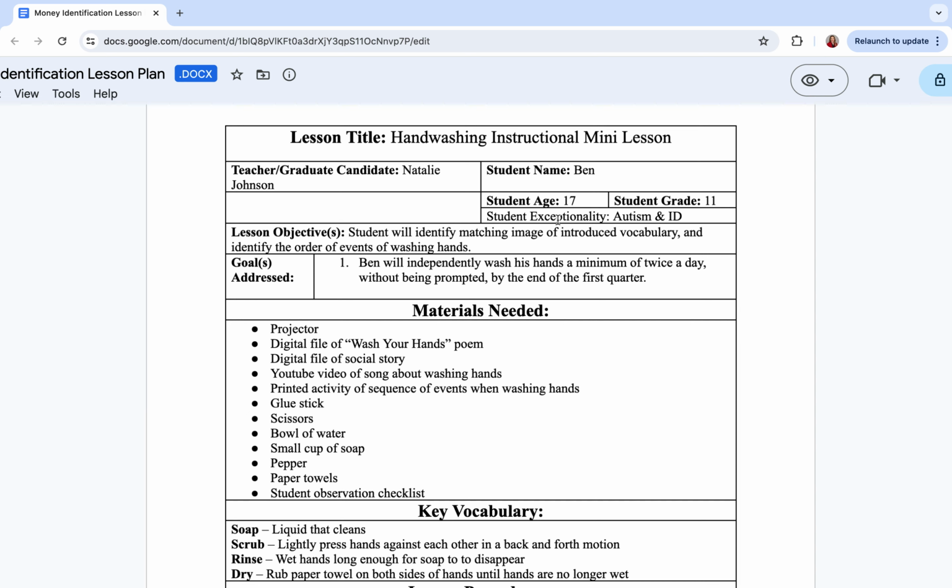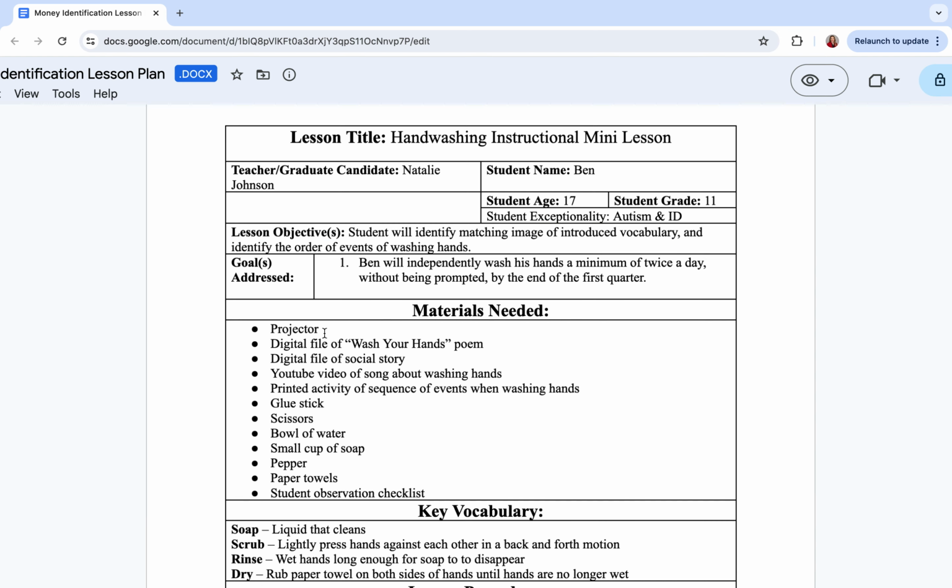Ben's exceptionality is autism and an intellectual disability. The overarching goal that we will be looking towards is Ben will independently wash his hands a minimum of twice a day without being prompted by the end of the first quarter. Within this mini lesson, the objectives we will be striving for are: student will identify matching images of introduced vocabulary and identify the order of events of washing hands.